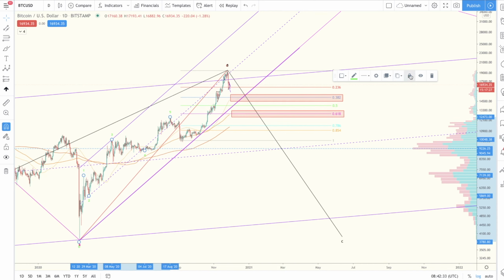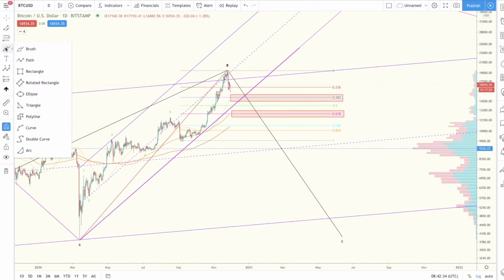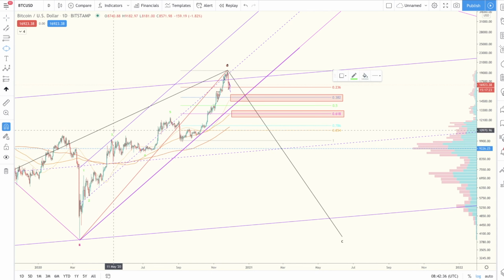So I see this as the start of the impulse, and I'm anchoring this count based on this triangle that I'm seeing here. So what I'm seeing is that this impulse, since we've seen after this sell-off here, is actually the start of a new impulse. And this impulse is either going to be wave C of an A, B, C, or wave 3 of a 1, 2, 3.